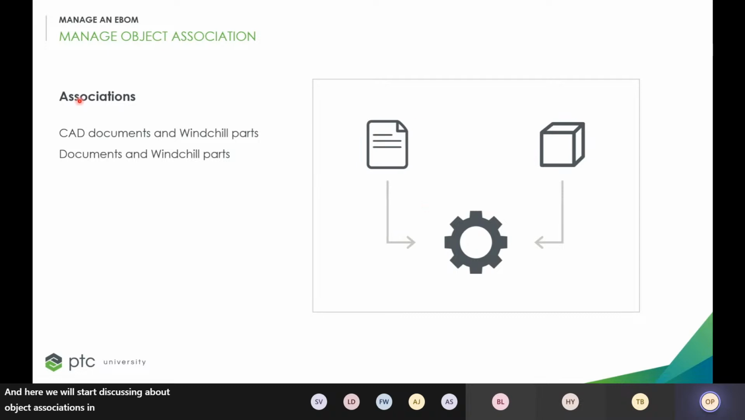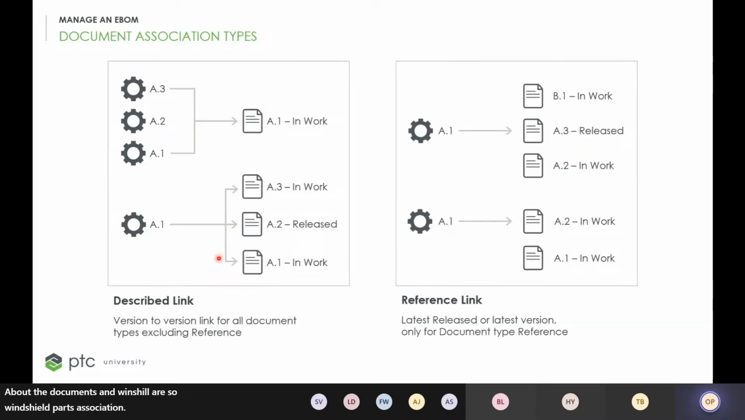In order to associate CAD documents to Windchill parts, this is a long and advanced discussion, presented in the CAD advanced class that I already sent to you on chat, Windchill Advanced BOM Management with Connected CAD Structure. About the documents and Windchill parts association, we have 2 options: to associate documentation with described link, and also with reference link.